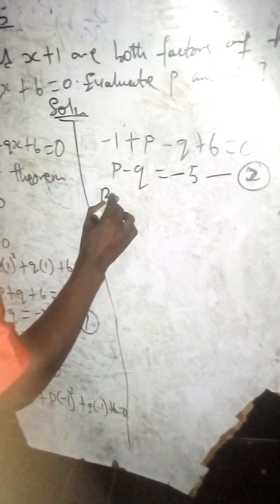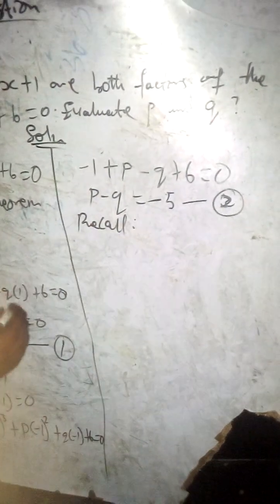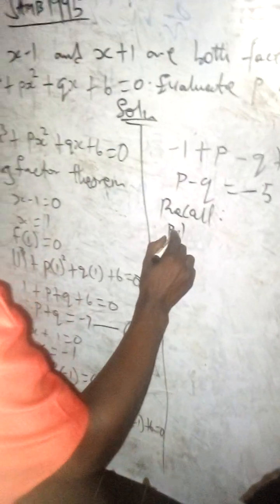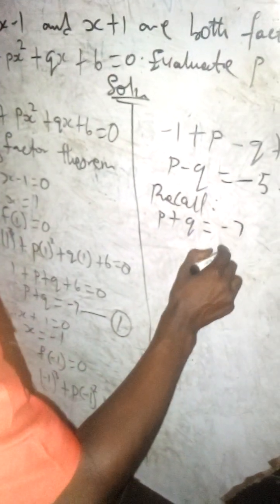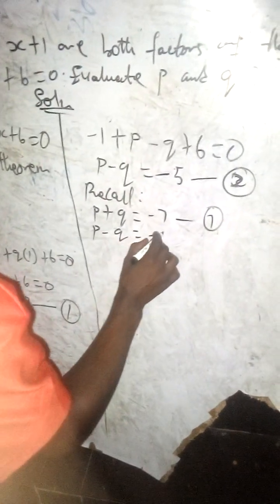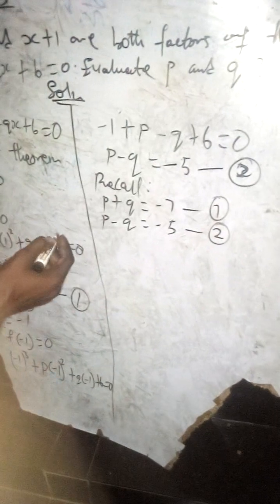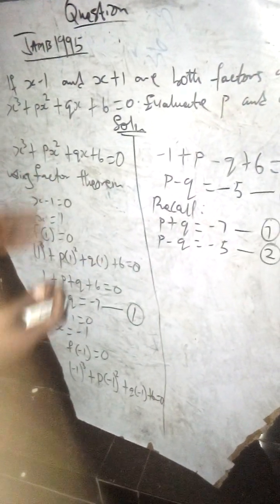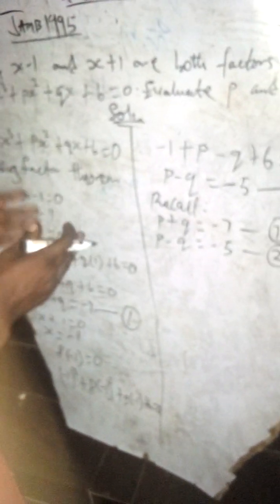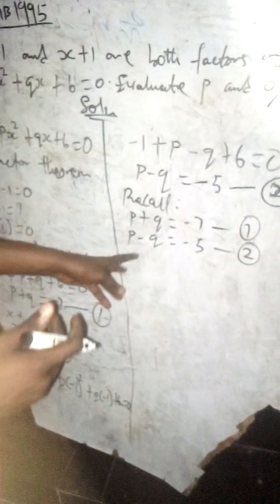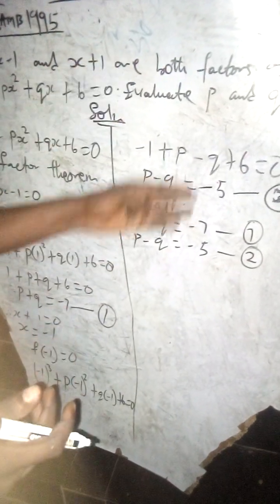Recall our equation 1 and equation 2. Our equation 1 is p plus q equals minus 7, and our equation 2 is p minus q equals minus 5. If you check, we have arrived at simultaneous equations, and since we have gotten here, we have 3 methods of solving this equation. We have the elimination, the substitution, and the graphical method. But here, for us to just go straight to the point, we just eliminate this q here, and in order to eliminate q, we say equation 1 plus equation 2.